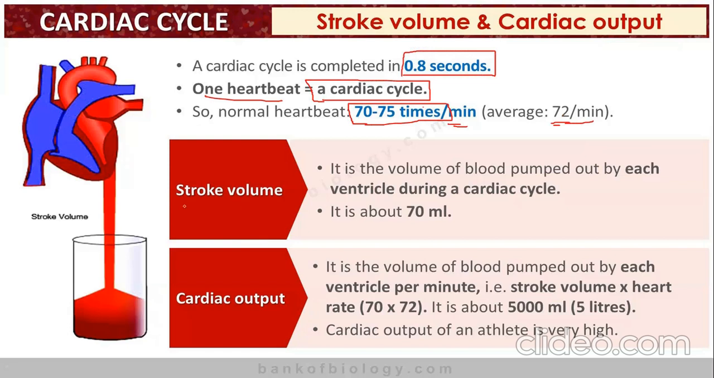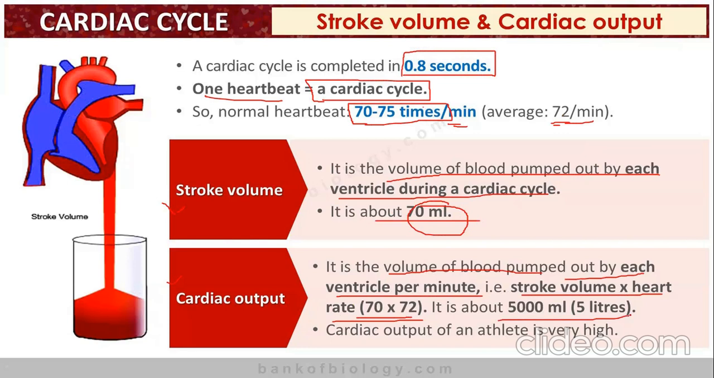Now we'll get into the concepts of stroke volume and cardiac output. Stroke volume is the volume of blood that is pumped out by each ventricle during a cardiac cycle. It is about 70 ml. Cardiac output is the volume of blood pumped out by each ventricle per minute. That is the stroke volume times the heart rate. So if the stroke volume is 70 ml and the heart rate is 72 beats per minute, it comes to about 5000 ml, or 5 liters.